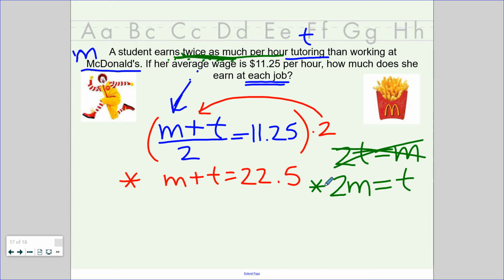This is a problem that I would probably use substitution for. At this point, your t is alone, so you could circle what it's equal to, plug that into t in the other equation, and solve from there.